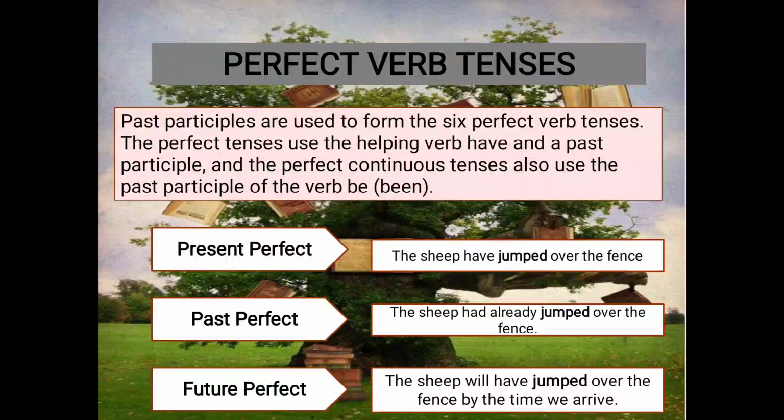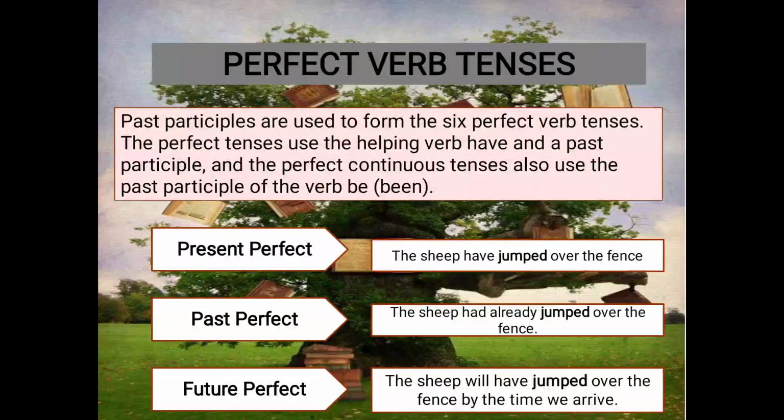Perfect verb tenses. Past participles are used to form the six perfect verb tenses. The perfect tenses use the helping verb have and a past participle, and the perfect continuous tenses also use the past participle of the verb be, which is been. Present perfect, past perfect, future perfect.